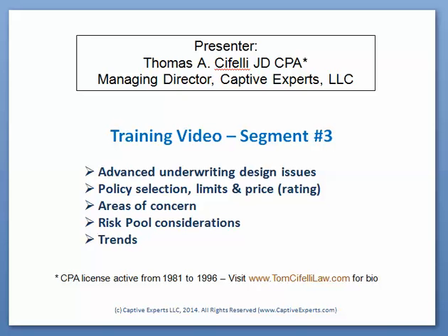So we're going to cover policy selection, limits and pricing, not by lines of coverage, but more generically, and how they're selected and how they're rated and priced, factors considered when underwriting them, areas of concern from both regulatory, state insurance department regulators as well as tax regulator areas of concern as well, and professional service providers like myself, just areas of concern regarding best practice standards or lack of them. And we'll touch on risk pool, underwriting and design considerations, and if we have time, we'll discuss trends.